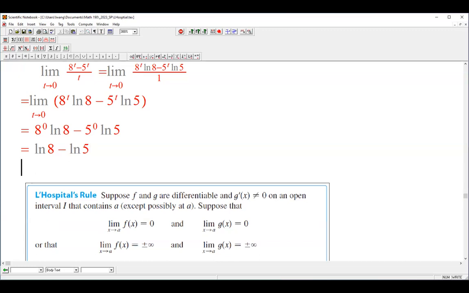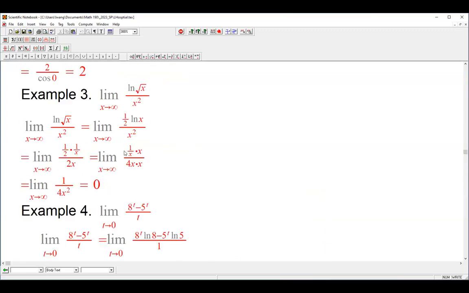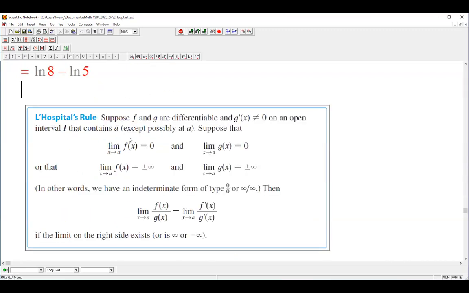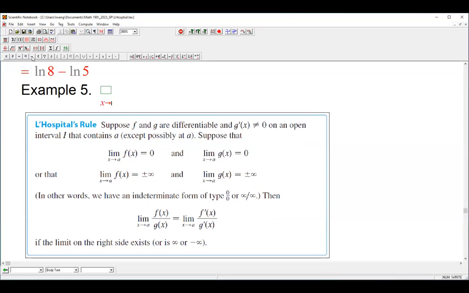Let's pick another question. This question once again has something to do with exponentials and has a trig function. This will be example number 5. And the limit in our consideration is the limit as x approaching 0.